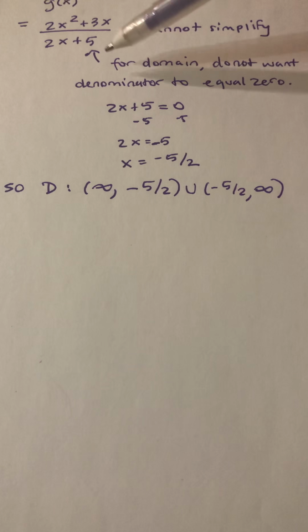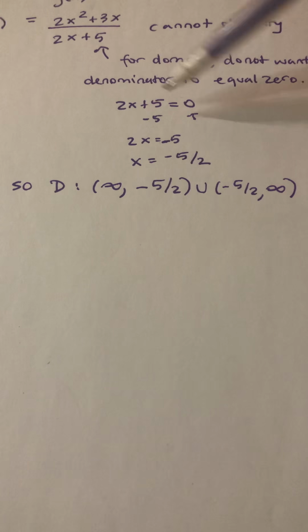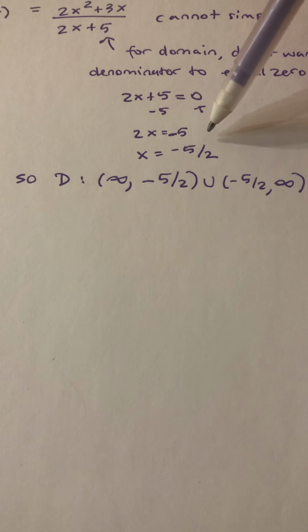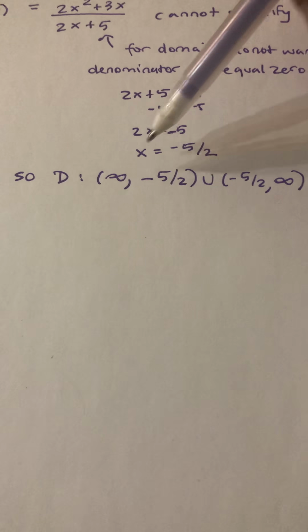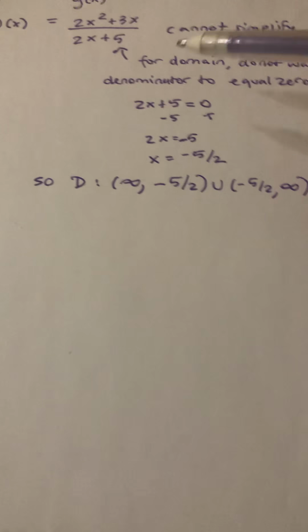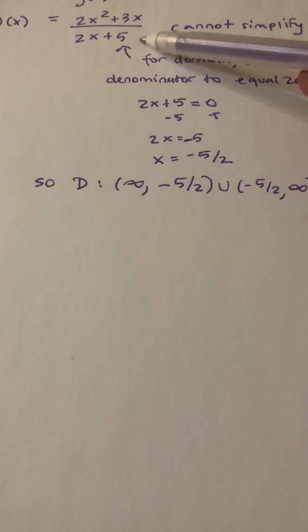So I'm going to take that denominator, 2x plus 5, and set it equal to 0 so I can figure out what value to kick out of my domain. We would subtract the 5 to get 2x is equal to negative 5, divide by the 2 to get x is equal to negative 5 over 2. So this is where this function is going to have a problem. It's where I'm going to end up dividing by 0, which I don't want to have happen.